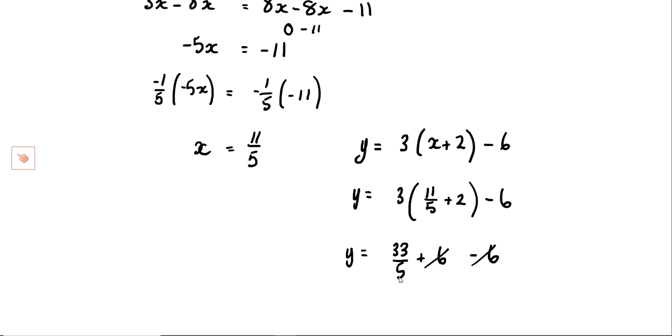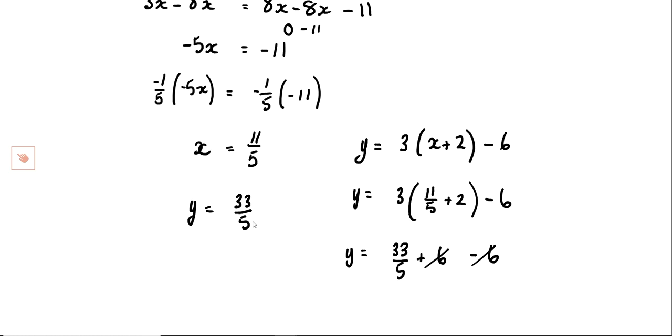All right. Which I could write as a mixed number if I like. I can't simplify it, but we're all good. So my answer is y equals 33 over 5, which I'm much happier with from you guys than decimals, by the way. There's no need for a calculator there.